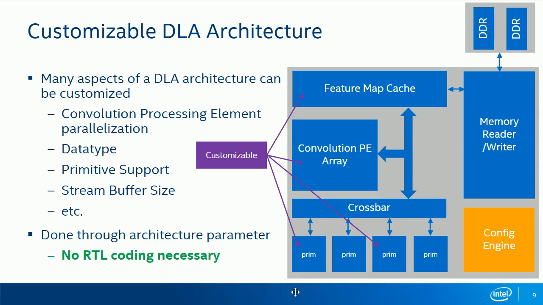You use architecture parameters to customize these properties, meaning all you have to do is change the properties in a protobuf file and run the build script. No need to make any RTL hardware coding. The actual RTL changes are handled automatically for you.